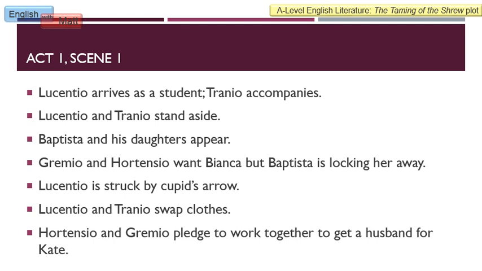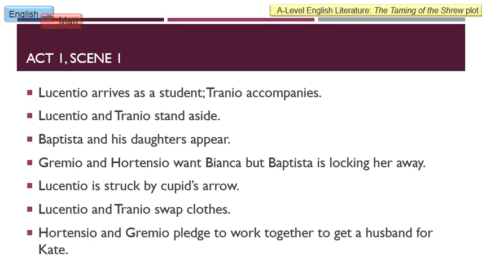Importantly, in terms of dramatic methods, Lucentio and Tranio then stand aside, and while they're stood at the side of the stage, or even on the balcony in some productions, Baptista and his two daughters appear on the stage, as well as Gremio and Hortensio. And it's revealed that Gremio and Hortensio are both suitors to Bianca, and they're angry with Baptista because they want Bianca, but Baptista is keeping her locked away, metaphorically at least, from any suitors until Kate, the older sister, is married. And because nobody wants to marry Kate because of her shrewish behaviour, it seems that Bianca will always be oppressed or locked away forever.